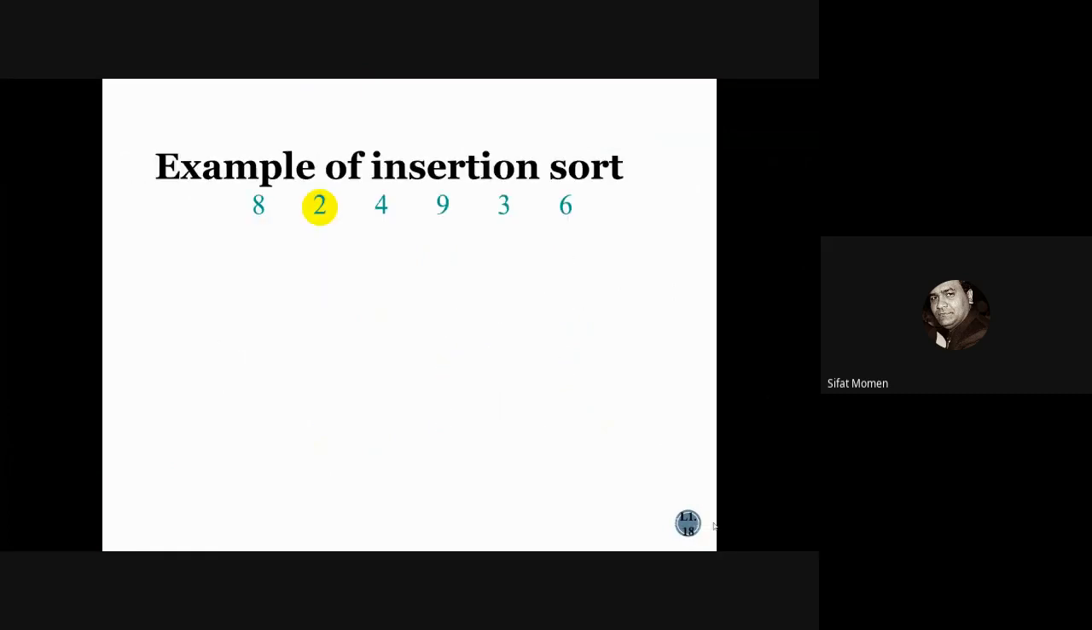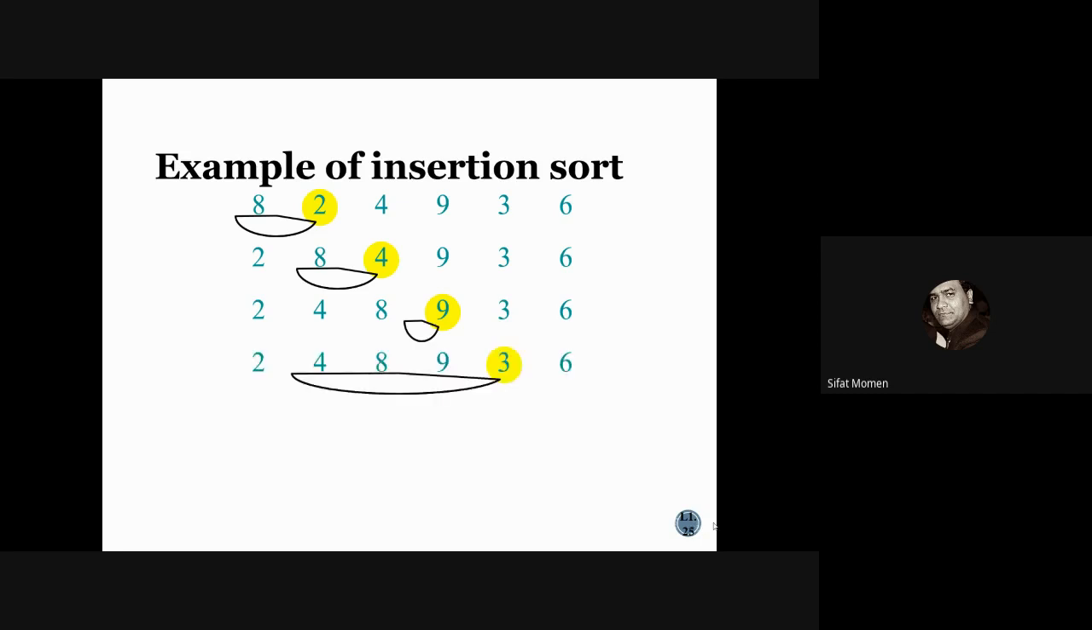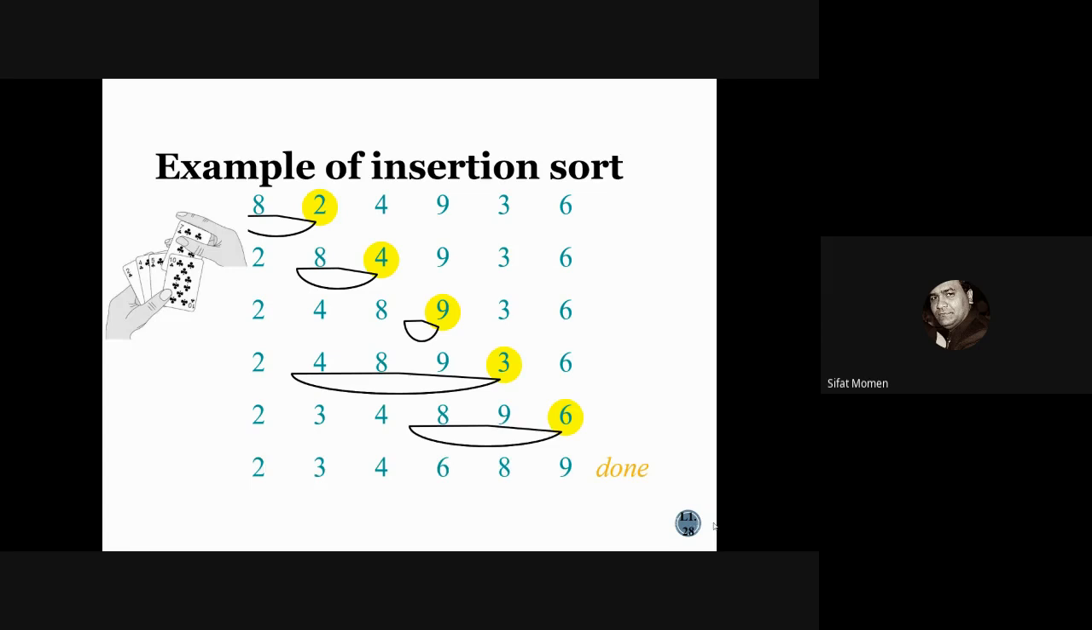So if you take an input sequence 824936, after one iteration it will become like this, after the next iteration it will become like this, then like this, and then finally like this, and you're done. So let's try to understand exactly কি হচ্ছে after every iteration. ঠিক আছে? Okay? All right, let's start with that.